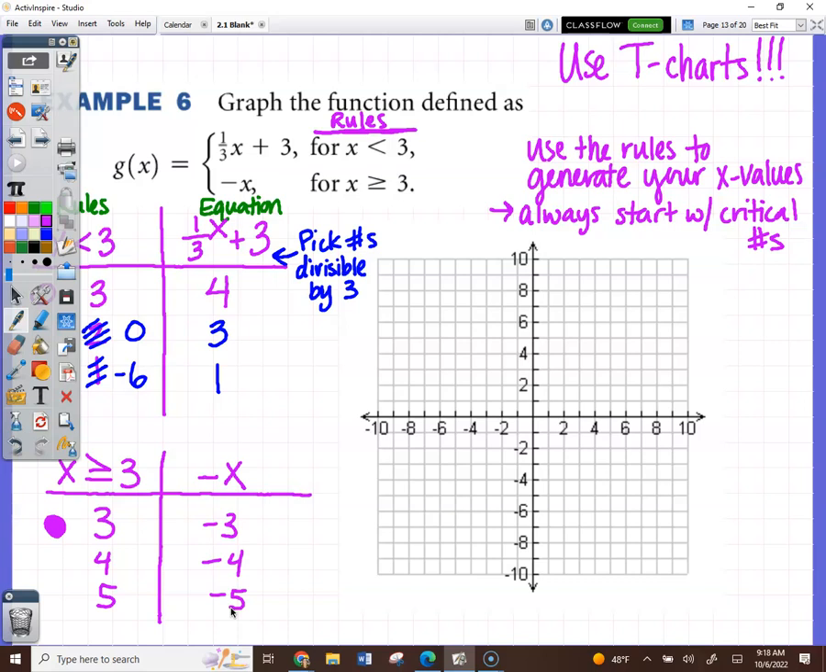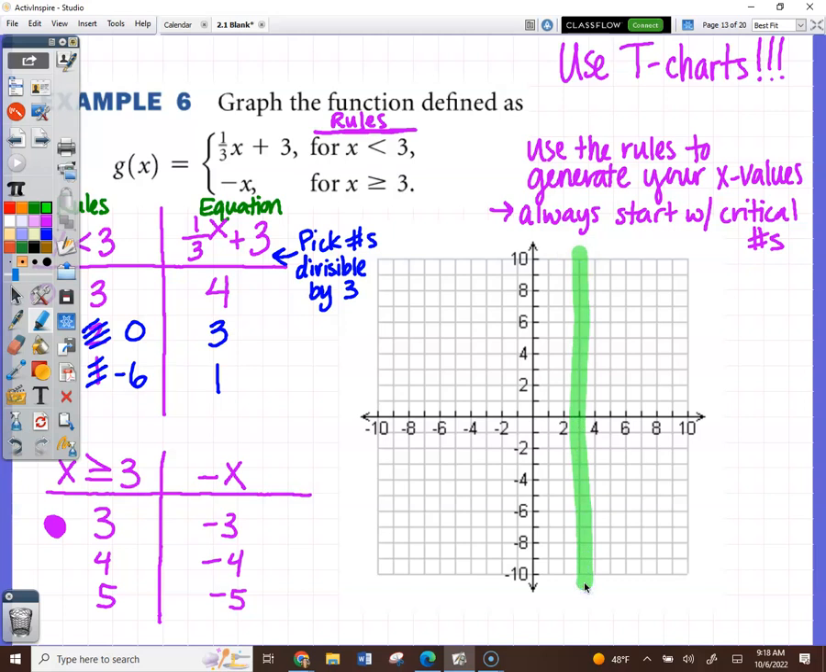Let me show you a technique that I use to do this. I take a highlighter and I highlight a vertical line at the critical points. What was the only critical number here in this problem? 3. So I find 3 on my x-axis, right there, and I drop a highlighted vertical line.